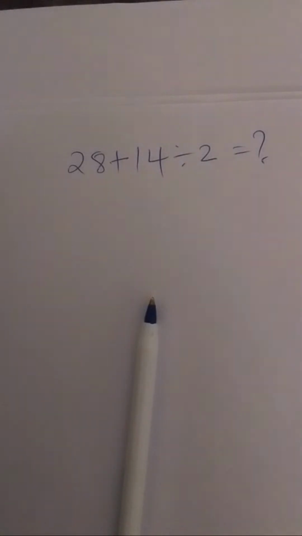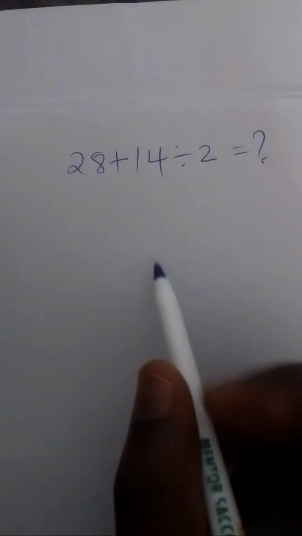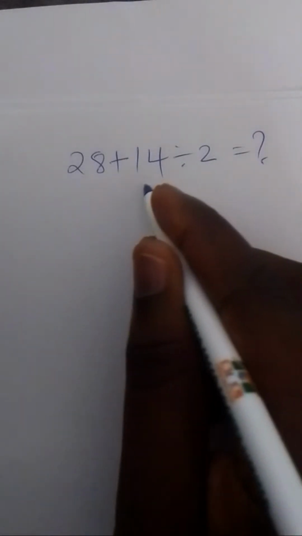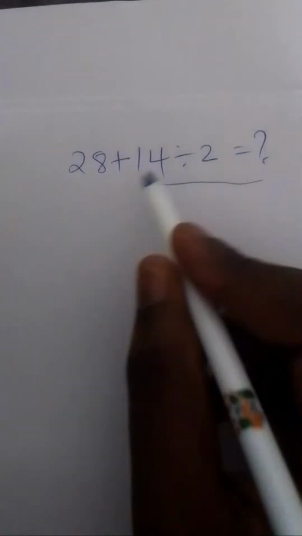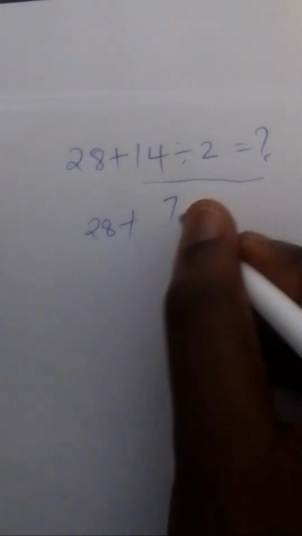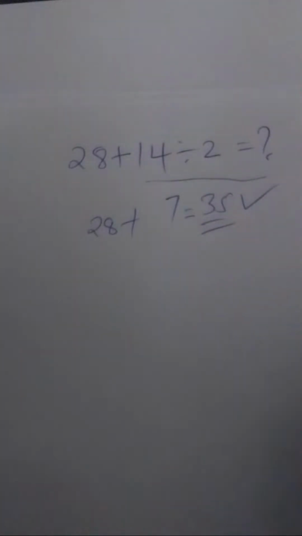Okay, so I think we can now confirm the answers. From here we have 28 plus 14 divided by 2. So how are we going to work this out? The first thing we are going to do is work out this part first, that is 14 divided by 2. From there you shall get 7. So now we shall have 28 plus 7, and our answer shall be 35. So our correct answer is 35.